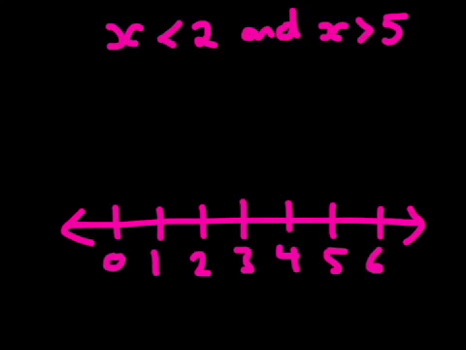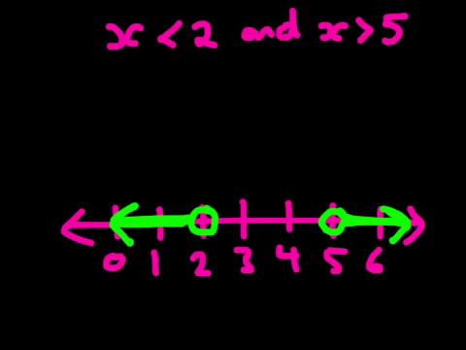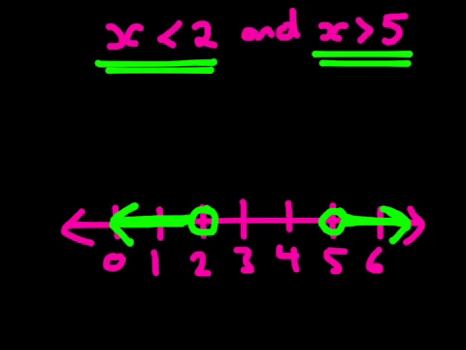x has to be less than 2, so it's an open circle there at 2, it's not equal to, and I want all the x values less than 2, so my arrow is pointing that way. And at the same time, x has to be greater than 5, again, an open circle, and I want all the values greater than 5 there. And that's actually the way that I graph that. I have two different ranges of solutions. That one's for that one, and that one's for that one, and they are both true at the same time.